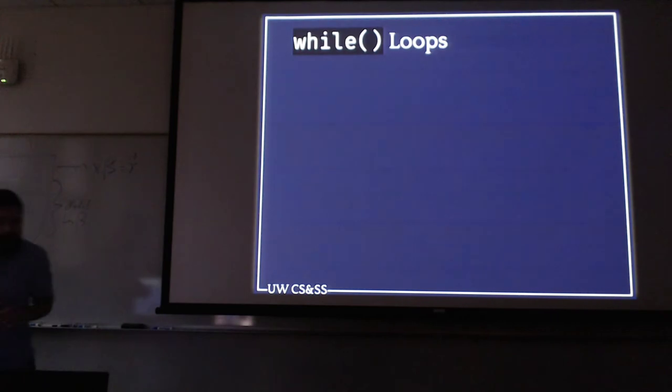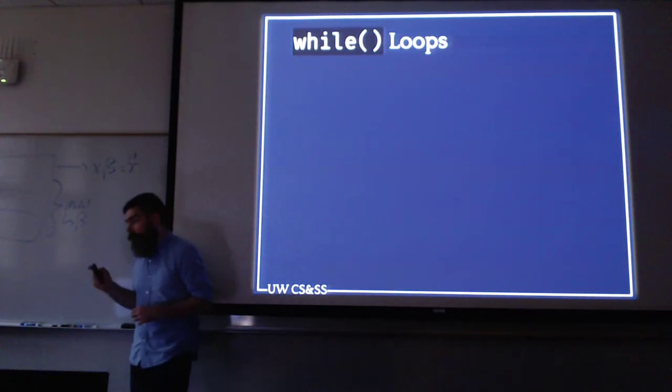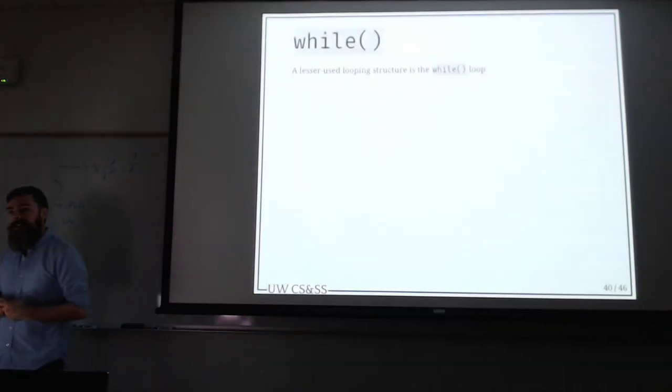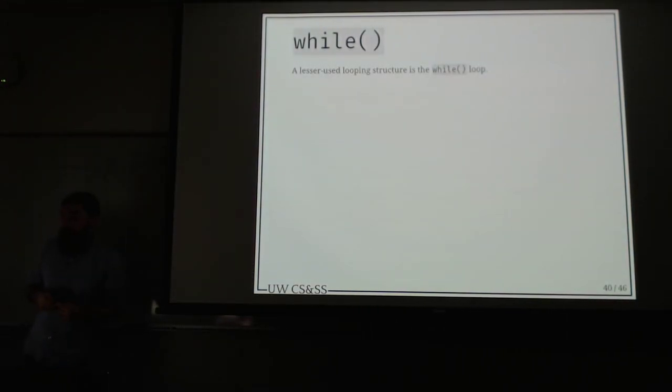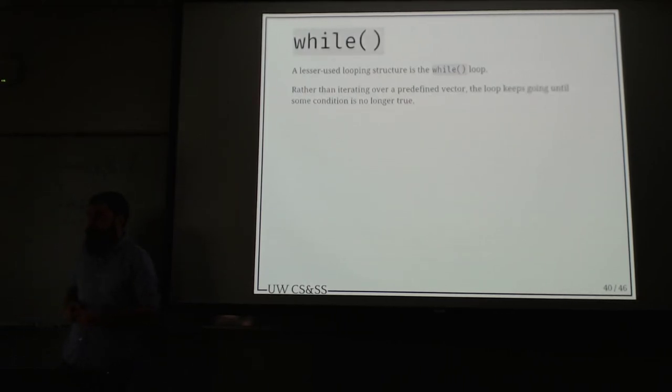Okay. The next type of loop, which I'm only going to briefly talk about, is the while loop. While loops are lesser used, particularly in R, but they are still common in the general world of programming. Rather than iterating over some predefined vector, like the numbers 1 through 10, a while loop just keeps running until some condition is no longer true. Basically, imagine it just has true, true, true, true. As soon as something becomes false, it stops running the loop.